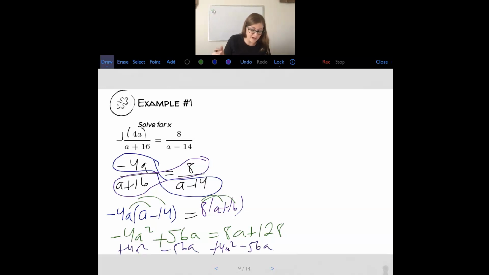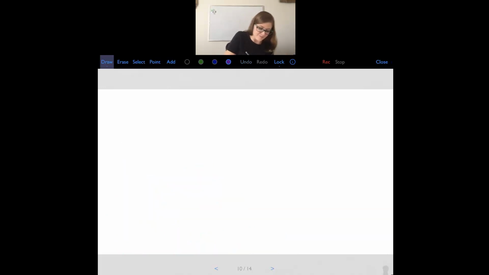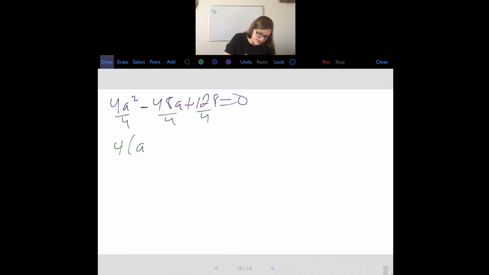So I'm adding 4a squared to both sides, and then I'm subtracting 56a from both sides. So this gives us 4a squared minus 48a plus 128 is equal to 0. And then when we factor, our first step is to take out the greatest common factor. So I'm going to divide each of these by 4 to have a squared minus 12a plus 32 is equal to 0.